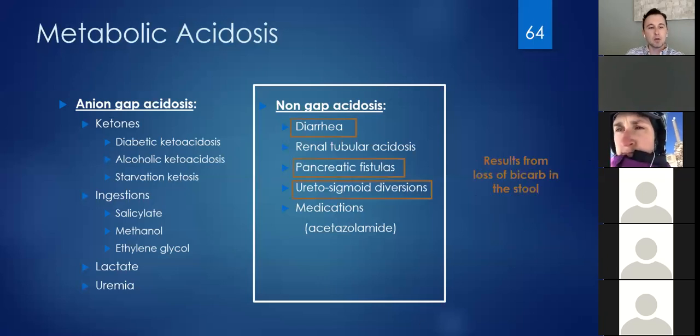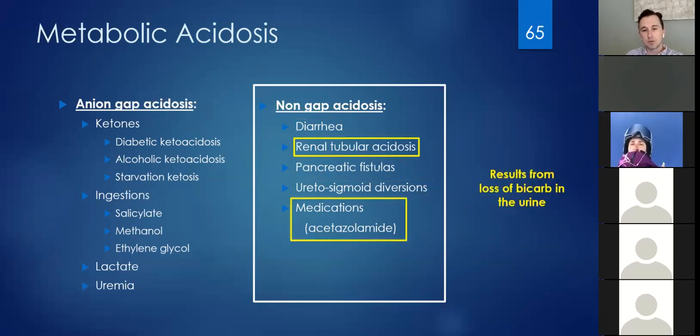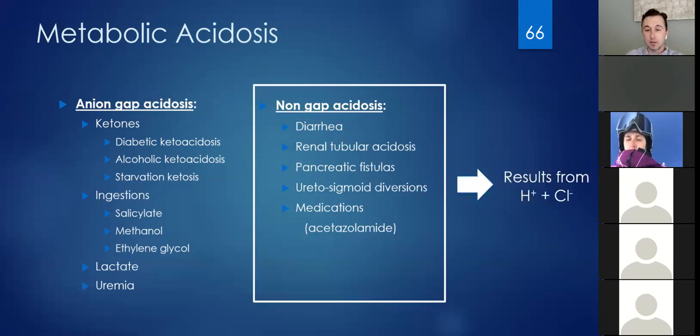Okay, so we'll talk about this. But again, these are the most common etiologies of non-gap acidoses. These are the three that result in loss of bicarb in the stool. These other two result in loss of bicarb in the urine. And the end result is that you're going to be left with hydrogen and chloride. This is why the other name for a non-gap acidosis is hyperchloremic acidosis, because as you pee or poop out that excess bicarb, you're left with these hydrogens that end up attaching to your chloride. So you get the formation of hydrochloric acid, which gives you your hyperchloremic acidosis.